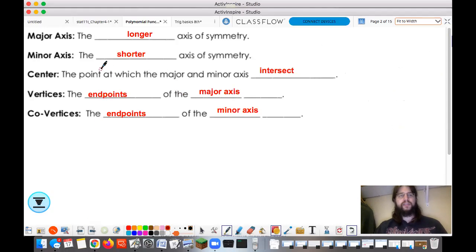So a few definitions. The major axis is the longer axis. Is it your X or your Y? It doesn't matter. It's whichever one's longer. Minor axis, shorter axis. Center is where your axes intersect. Again, we're not so worried about that for forming the ellipse, but that does let us figure out where our vertices and co-vertices are. The vertices are the endpoints of the major axis. The co-vertices are the endpoints of the minor axis. So all this is going to make a lot more sense when we start doing some problems.